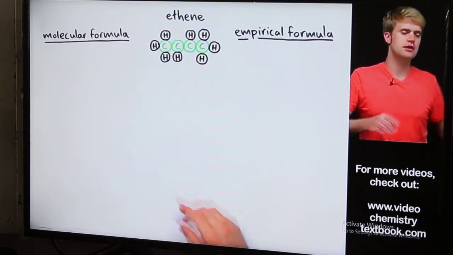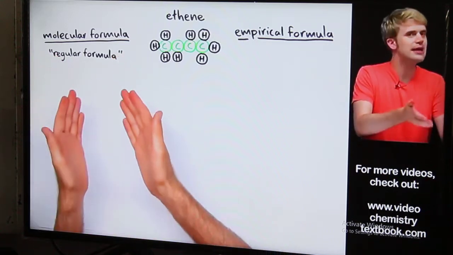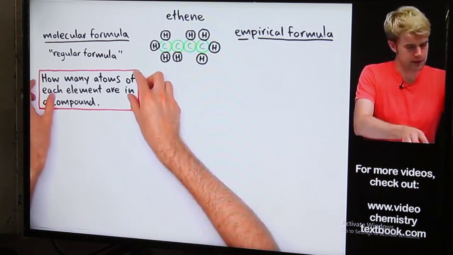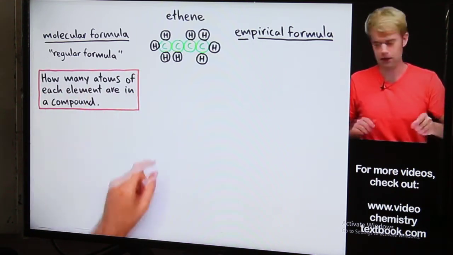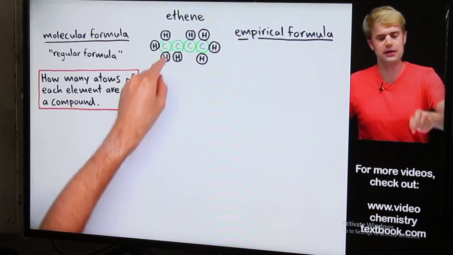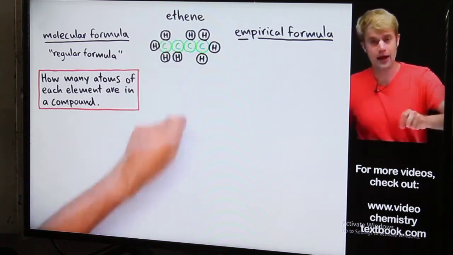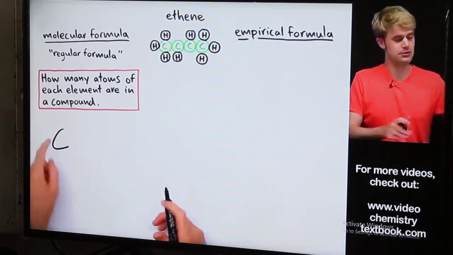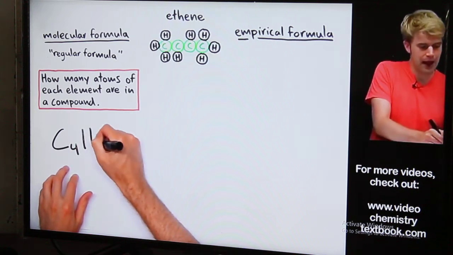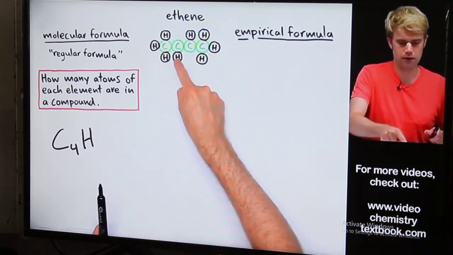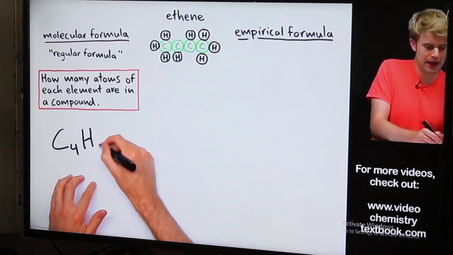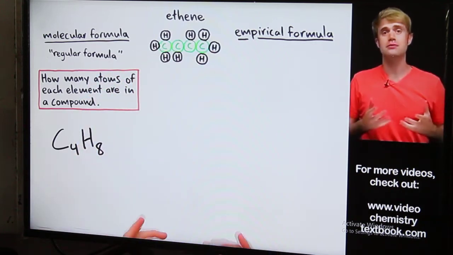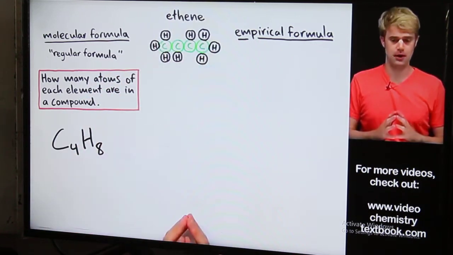Now, I often like to think of molecular formula as the regular formula, which you may already be familiar with. The molecular formula tells us how many atoms of each element are in a compound. So ethene here has 2 elements, carbon and hydrogen. For carbon, it has 1, 2, 3, 4 atoms, so we do C4. And then for hydrogen, we've got 1, 2, 3, 4, 5, 6, 7, 8 hydrogens. C4H8 tells us how many atoms and of what type are in this compound.